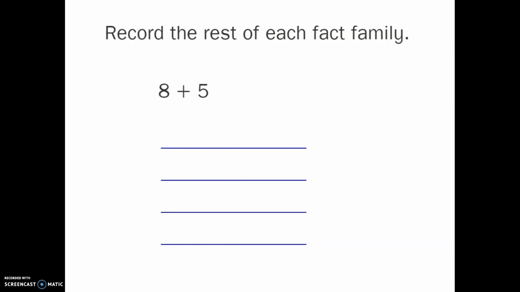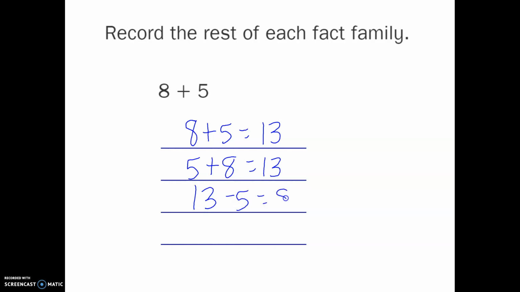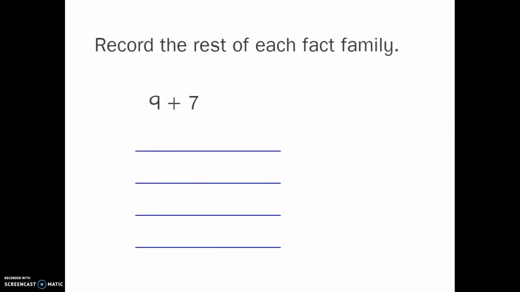Now that you're back, our fact family is 8 plus 5 equals 13. 5 plus 8 equals 13. 13 minus 5 equals 8. And 13 minus 8 equals 5. Remember, when you are writing the subtraction problems out for your fact family, you have to start with the biggest number. And for this one, 9 plus 7. Pause the video and do the fact family.